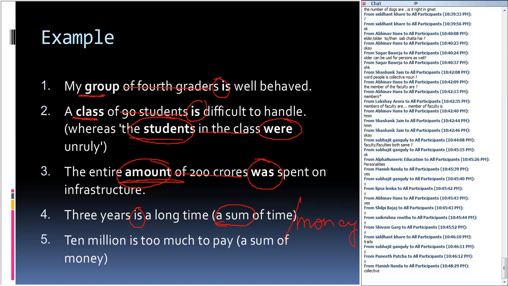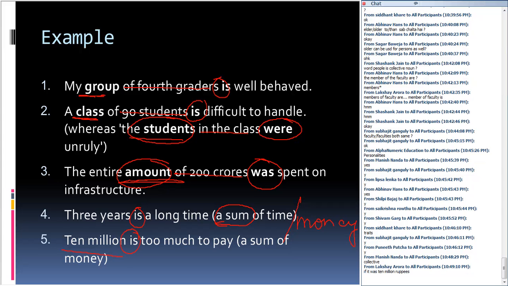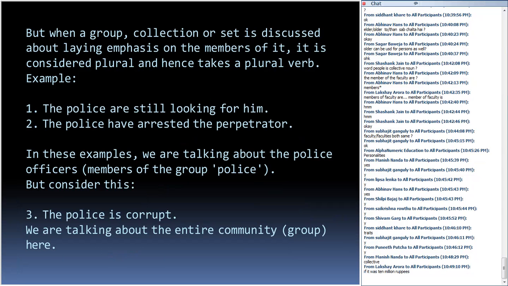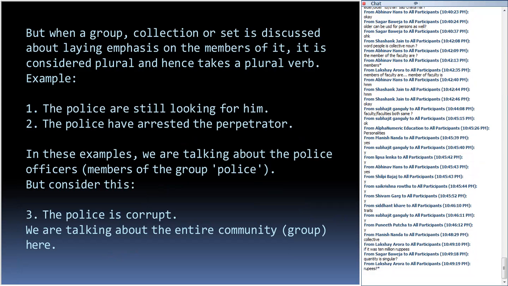Okay. 10 million is too much to pay. Now 10 million is a sum of money. 10 million R नहीं बोलते. ठीक है ना? 10 million is too much to pay. Okay. Now I told you 10 million rupees फिर change हो जाएगा ना? No, rupees becomes plural. Okay.